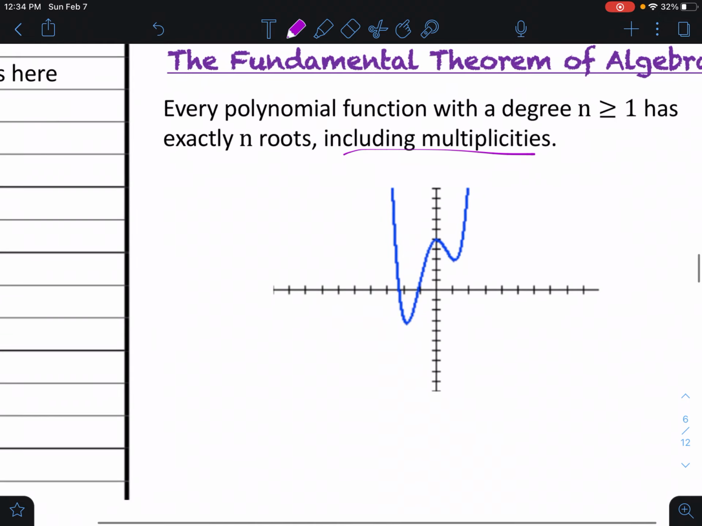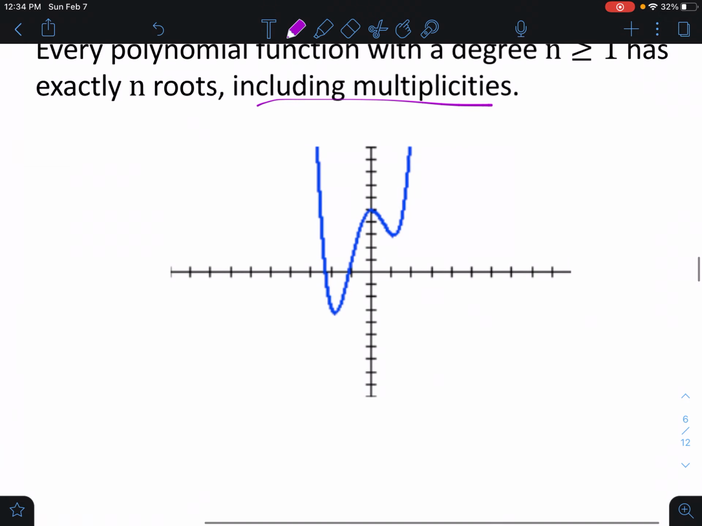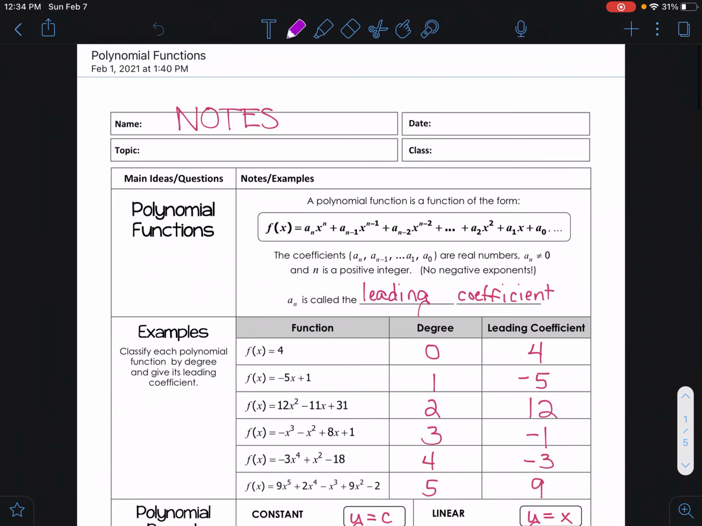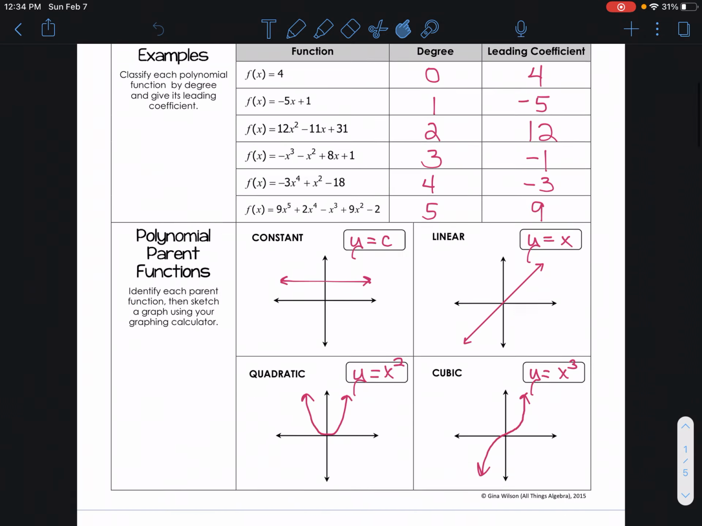But this function right here, what degree is this? Well, we can go back to our notes. Polynomial function, it kind of looks like a W. Remember, these notes you want to have handy.